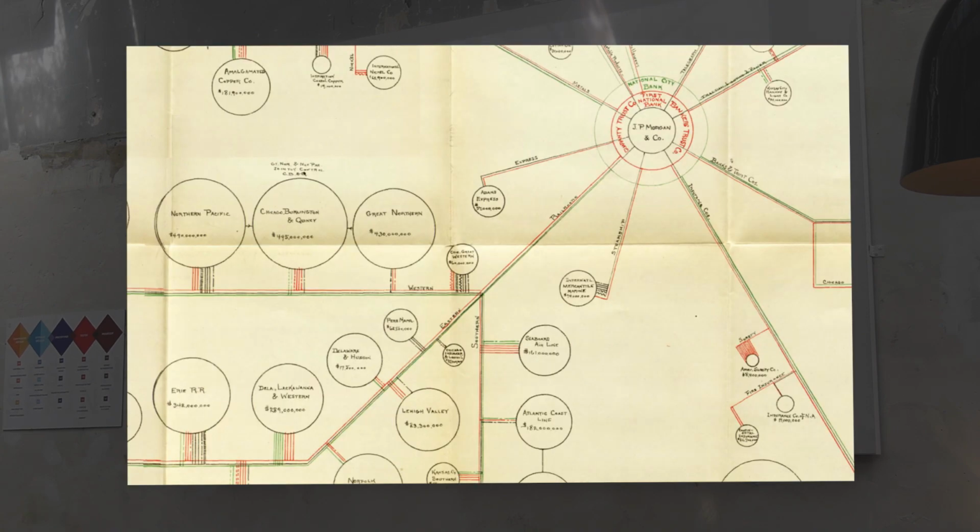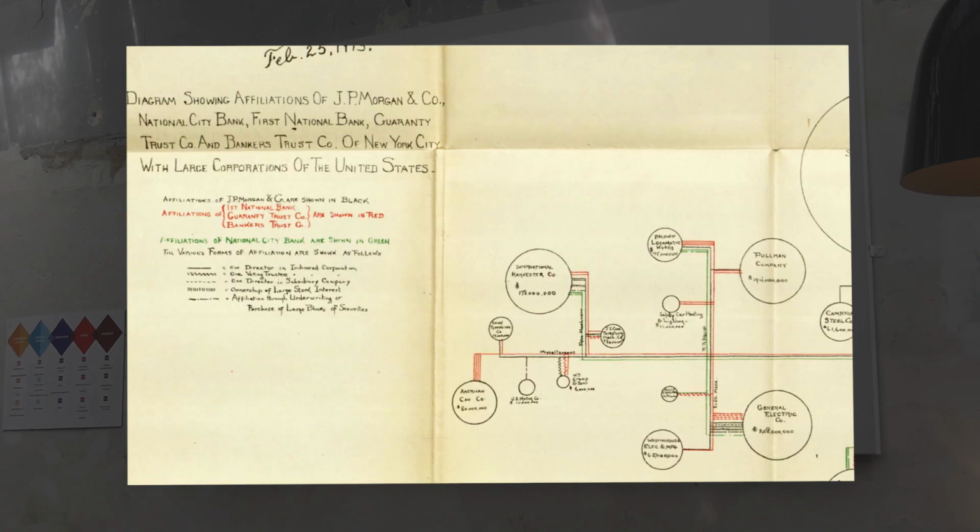So in the center, you see a ring of banks that are connected to industries that include railroads, metals, telegraph, and insurance companies. And those connections are encoded by different types of colored lines to show how each company shares one or more directors or trustees with the banks that are controlled by J.P. Morgan.